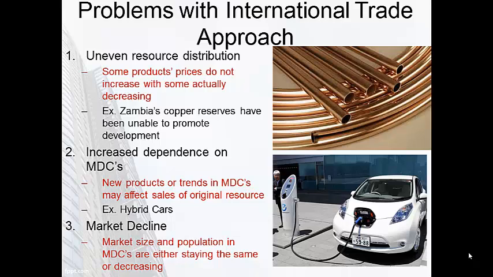So for example, what if a new product or trend comes to MDCs? Well, this might affect the original resource. For example, hybrid cars, right? Oil production, yes, it's still at an all-time high, but oil prices have decreased as of late due to hybrid and electric cars. And last but not least, the market is declining. We learn in population that MDCs are either staying the same as far as population is concerned or decreasing. They're in that level 5 of negative increase. And so thus the market size is shrinking due to population.